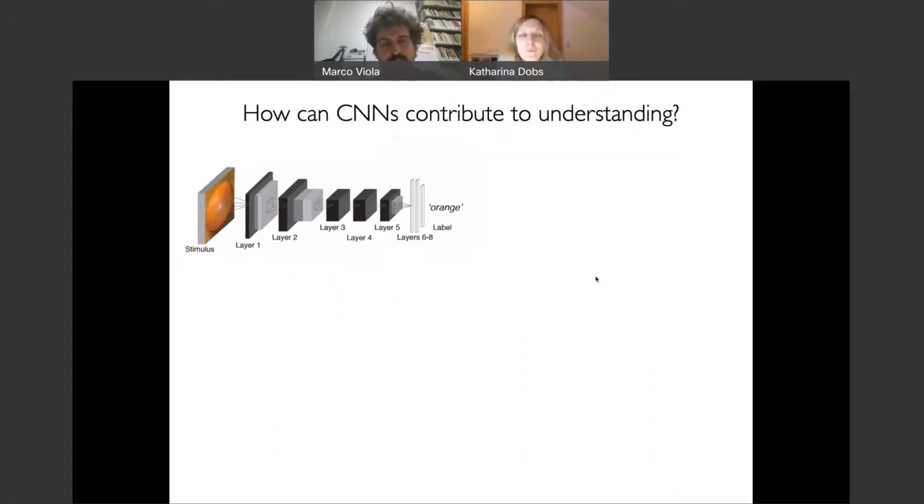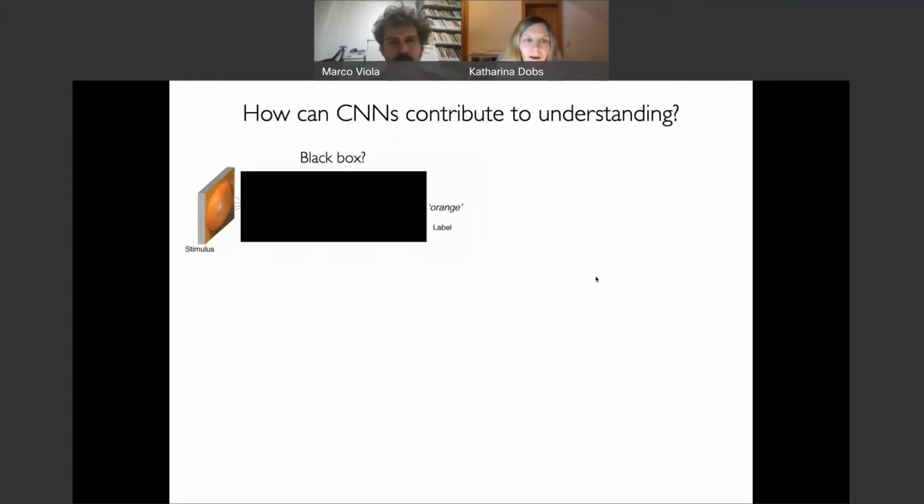Okay, so there's one more overview slide where I want to talk about how CNNs can actually contribute to our understanding. What you might have encountered in this context, or what you might have thought about, is how can it help? How can it be helpful to replace one black box with another, right? How can these models help us to understand anything about the brain? And I just want to emphasize a few things that you can do with these artificial systems that would be really hard, if not impossible, to do with the human brain.